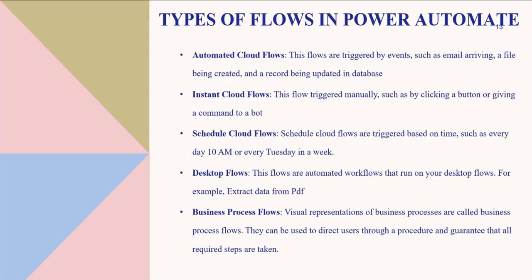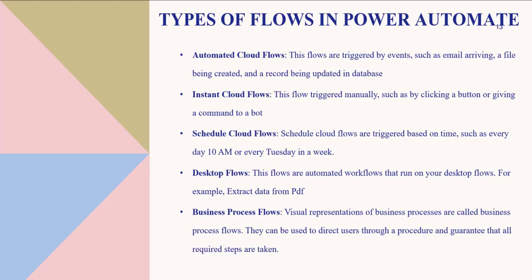Automated flows are triggered by events such as an email arriving in an Outlook inbox, a file being created in SharePoint, or a record being updated in a database. Whereas instant cloud flows are triggered manually, such as by clicking a button or sending a command to a bot. The scheduled cloud flows are triggered on a schedule, such as every day at 9 a.m. or every week on Monday. These three are the cloud flows.